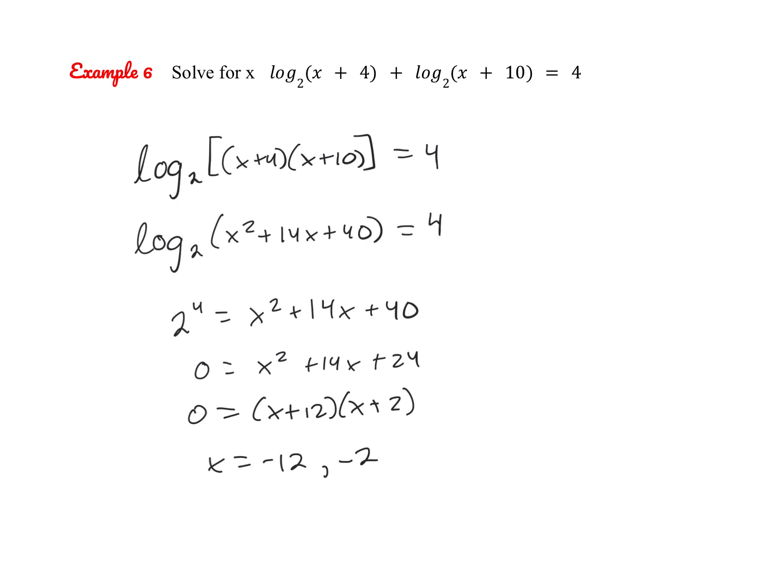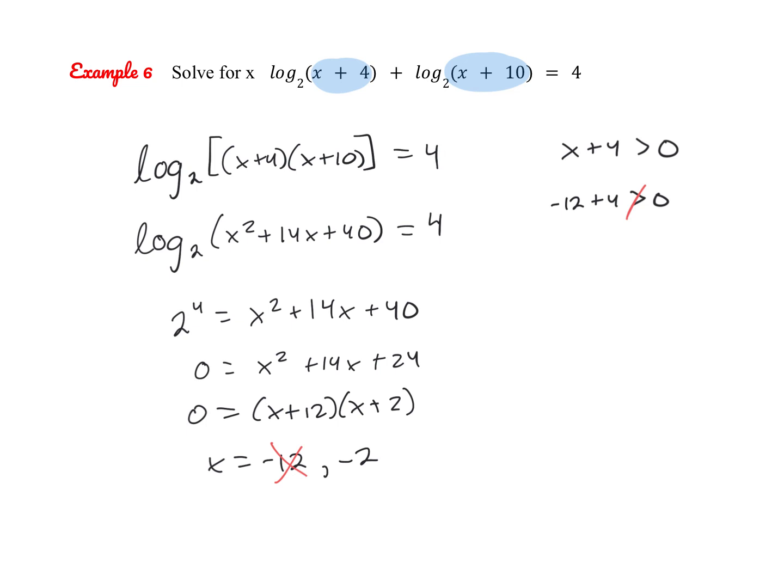So for this first logarithm, I need to check both logarithms from my original problem. So whatever our x value is, we need to make sure that this stays greater than 0. So if I plug in negative 12, you could see that that is not greater than 0. So I don't even need to check negative 12 with the other one. I know that this is actually an extraneous solution.